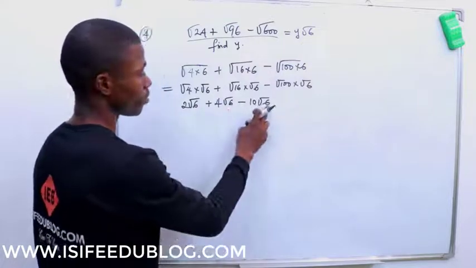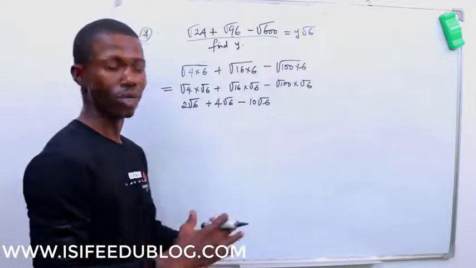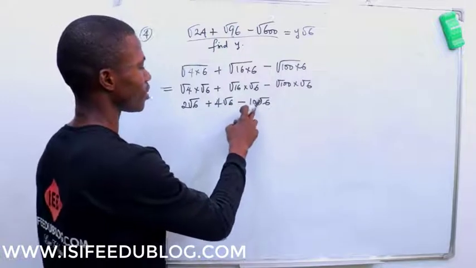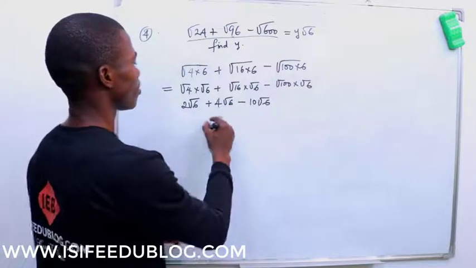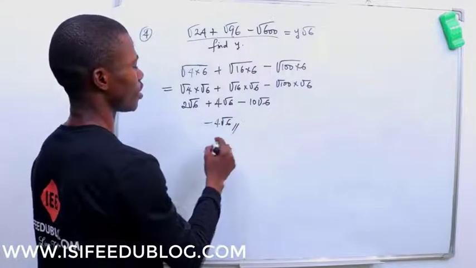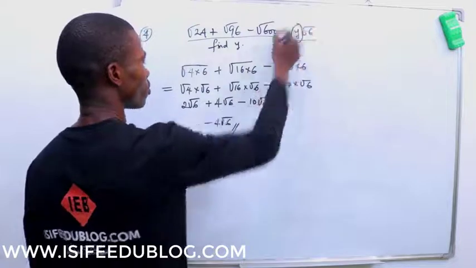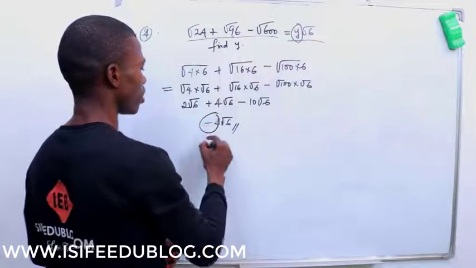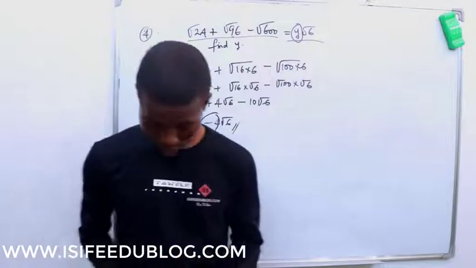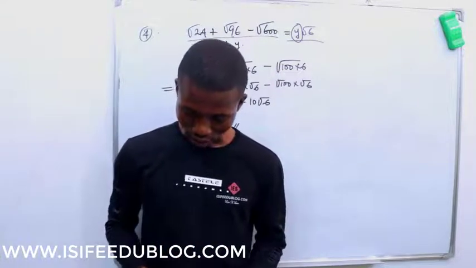So because all of them are in root 6, they are like terms, they can come together. So 2 plus 4 is 6, 6 minus 10 gives us minus 4 root 6. This is our answer, and remember the question said that we should find y. The position of y is this. So our answer is minus 4. If you go over to the options, our answer is option D, minus 4.